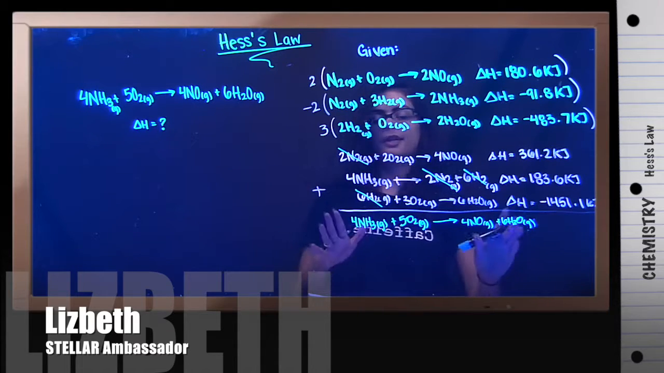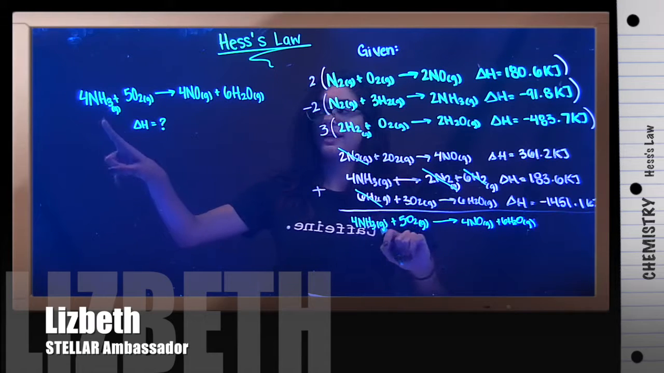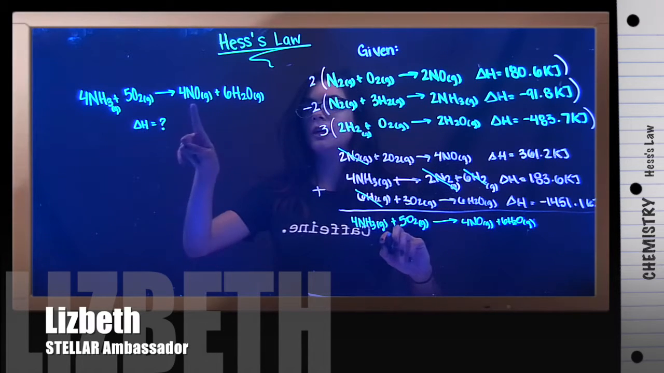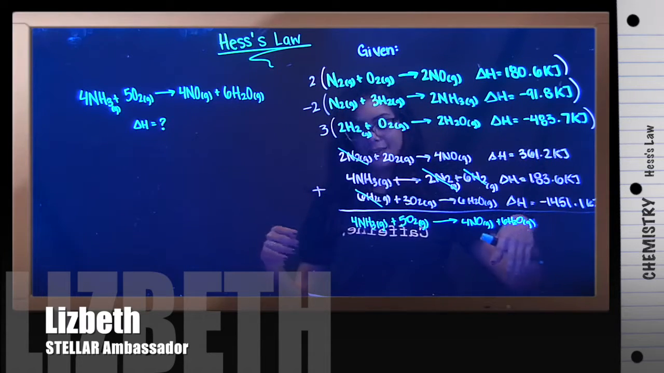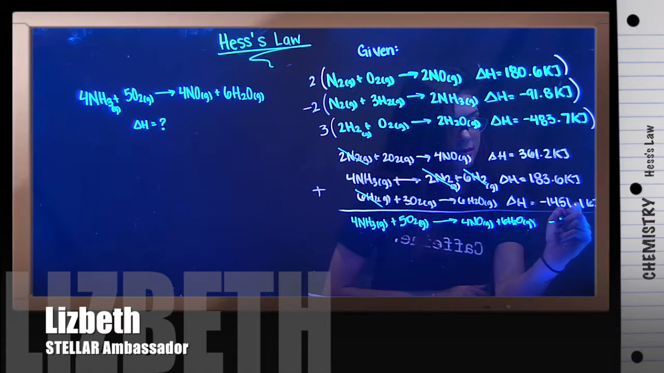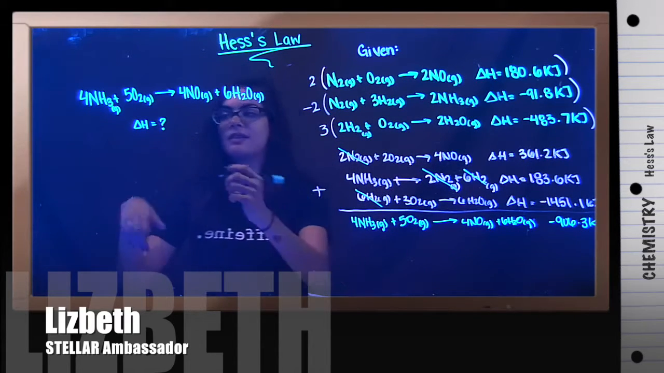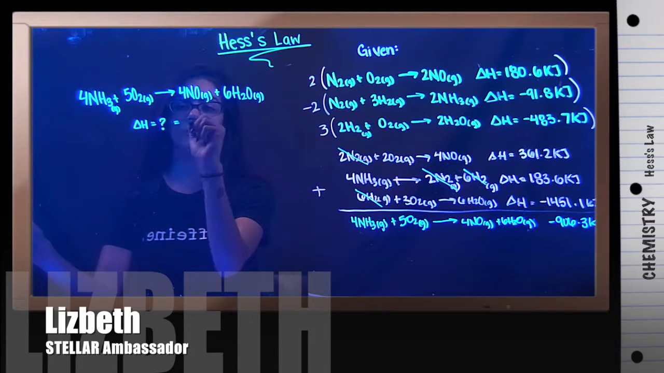So now let's confirm to make sure it's the same exact equation as the one that we were given. So 4NH3 plus 5O2 yields 4NO plus 6H2O. So that's awesome. Now we just add those together. And when I add those together, I get negative 906.3 kilojoules. So that is the value that we have over here. So that means that the enthalpy for this reaction is going to equal negative 906.3 kilojoules.